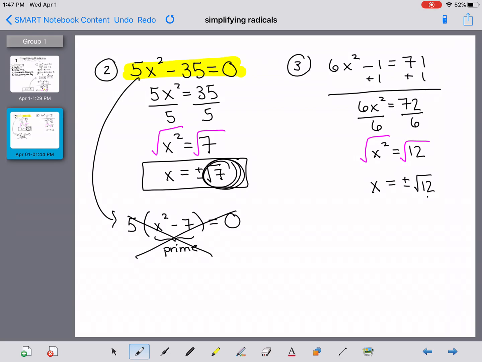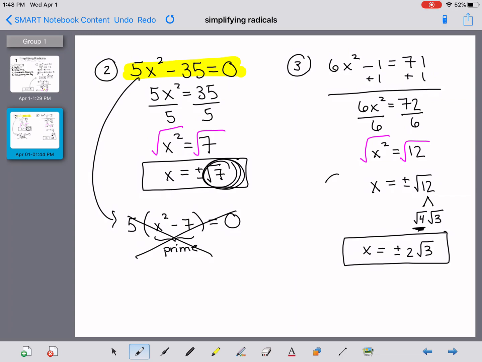I'll explain this more on the next slide, but square root of 12 can be broken down into two radicals, 4 and 3, because you can choose any two numbers that multiply to make 12. I'm choosing 4 and 3. 4 is then a perfect square. The square root of 4 is 2, and the square root of 3 stays as the square root of 3. I bring down my plus or minus sign, I bring down everything else, and this is my final answer. X equals plus or minus 2 root 3.